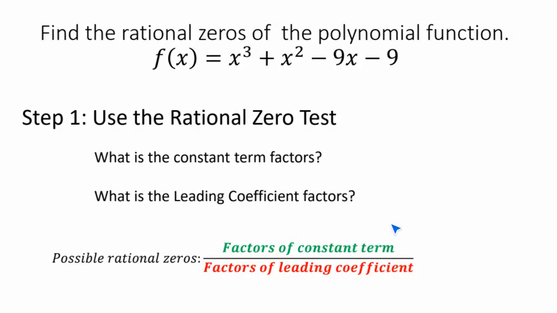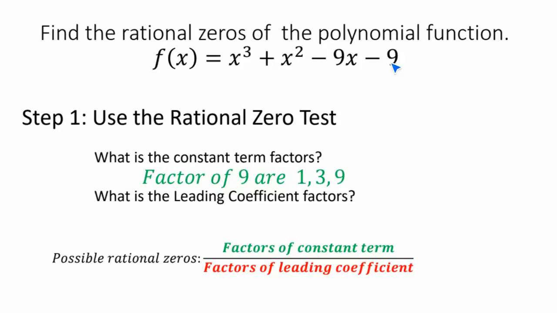So in WebAssign, the instructions are going to say, find the possible rational zeros of the polynomial function. And so we're going to use step 1. We're going to use the rational zero test. So first, we need to find what the constant term is. We need to find the leading coefficient factors, and then we're going to divide them. Okay, so let's go ahead and start with the factors of our constant term.